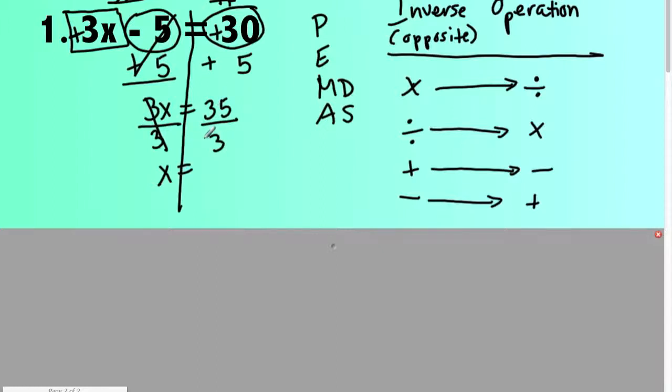And 35 divided by 3 is 11.66 repeating. So that is x.